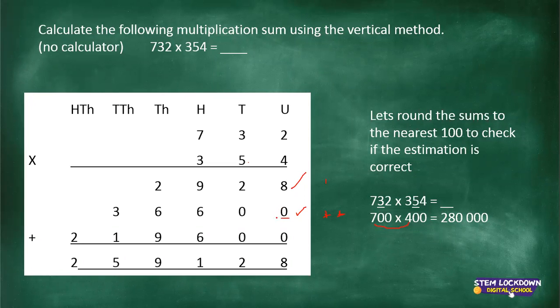Now remember, if you don't put this magic 0, then all these numbers are going to move into the wrong column and when you are adding, you're going to get the sum wrong. So it's very important that you put your magic 0 when you're multiplying tens, hundreds, and thousands.